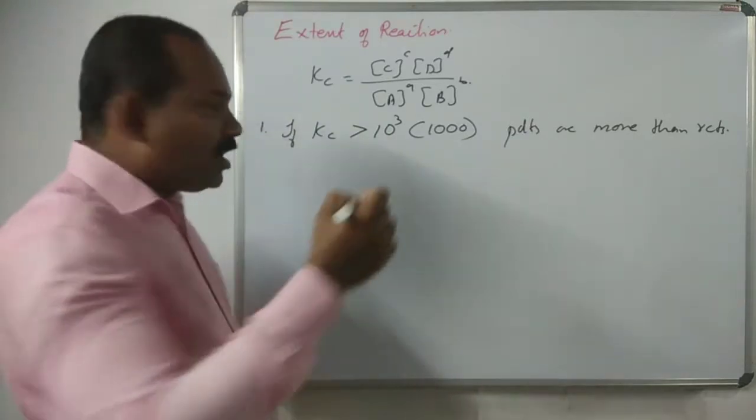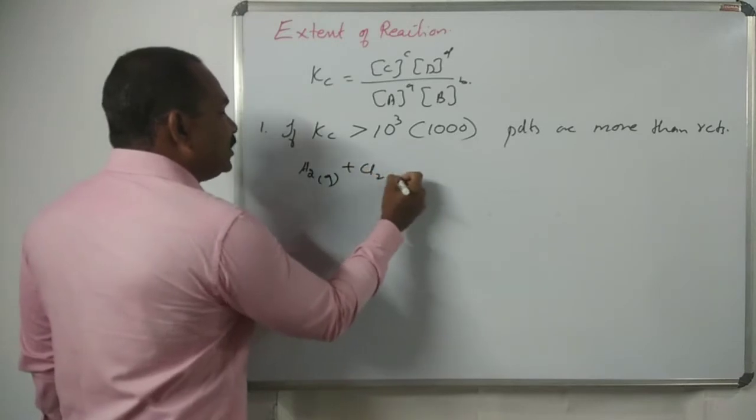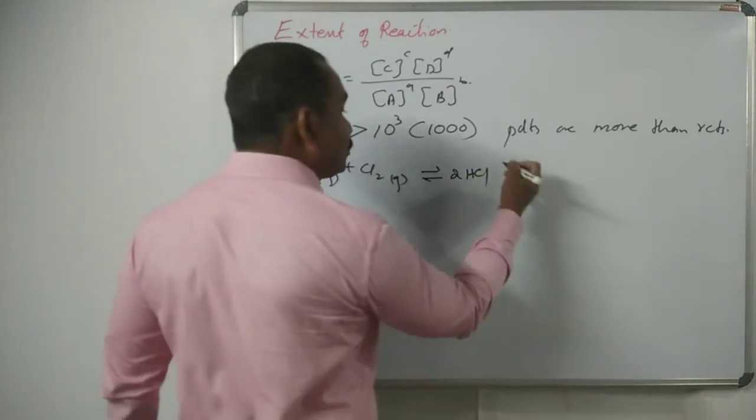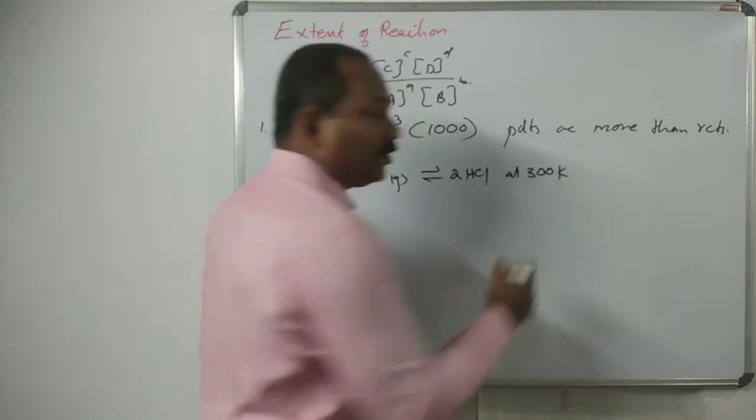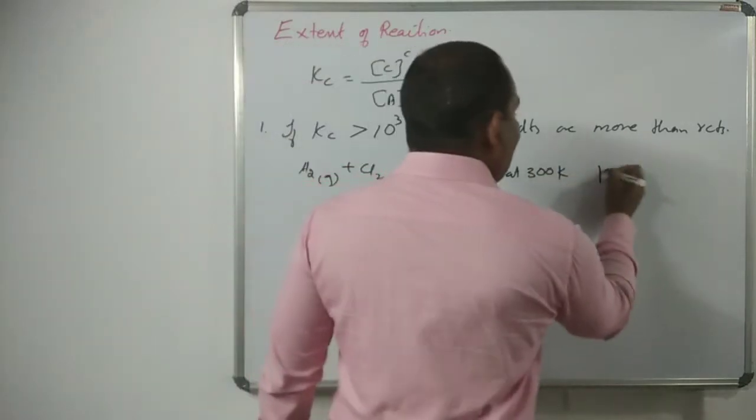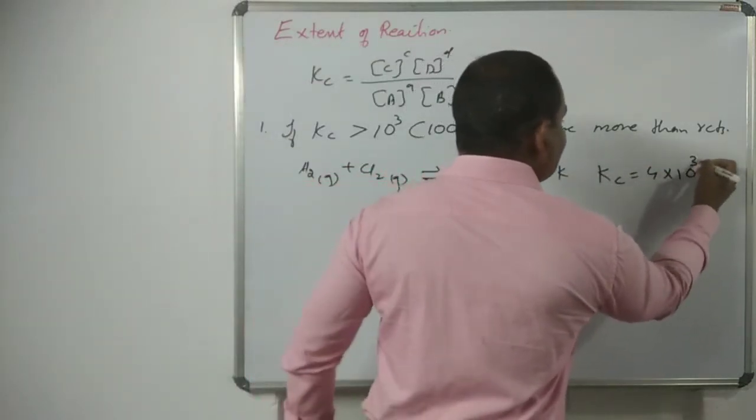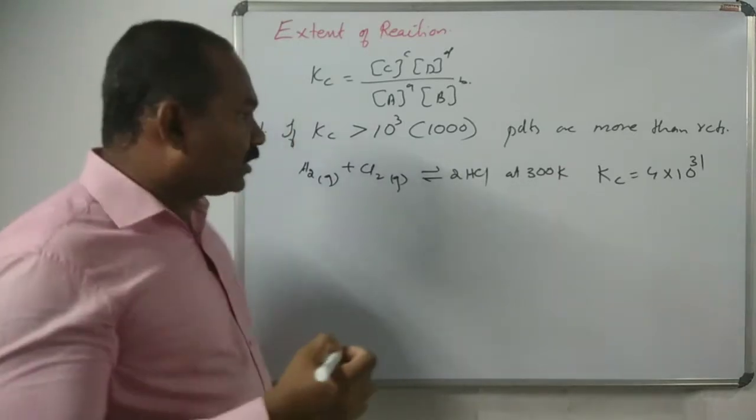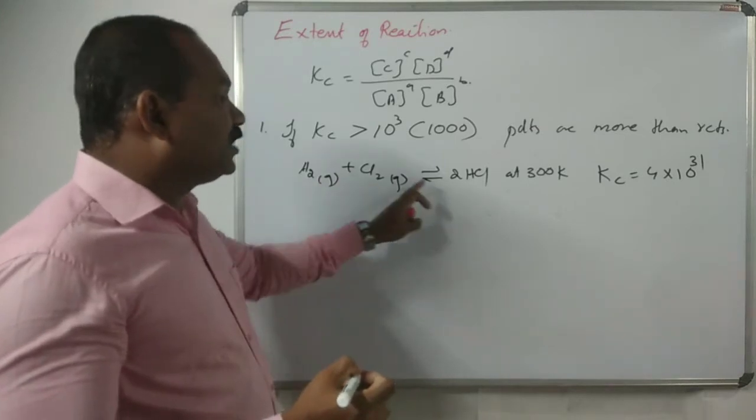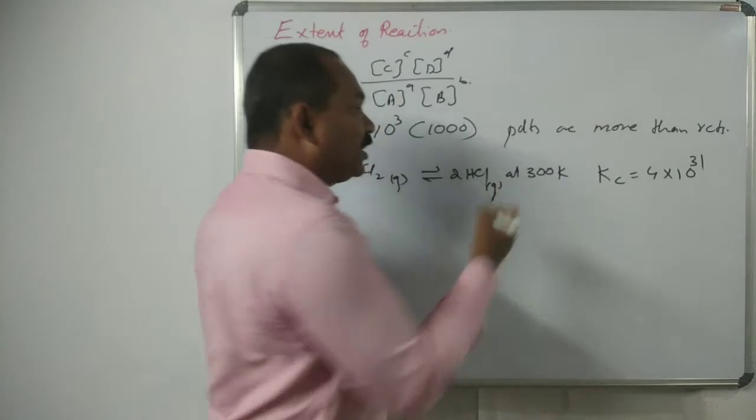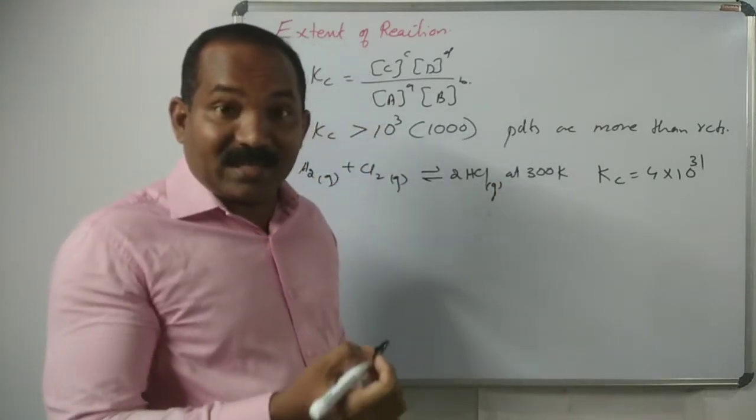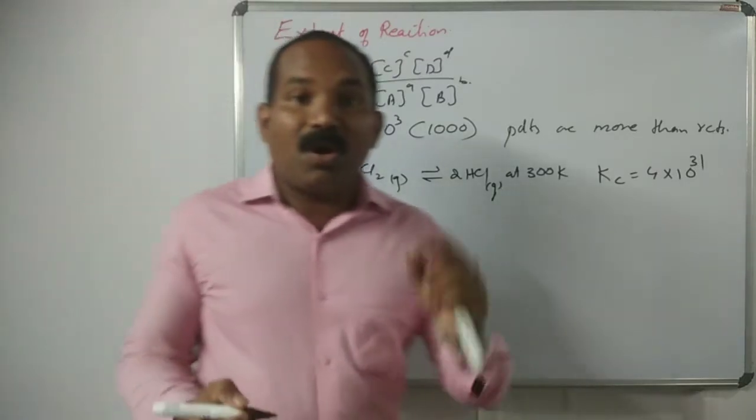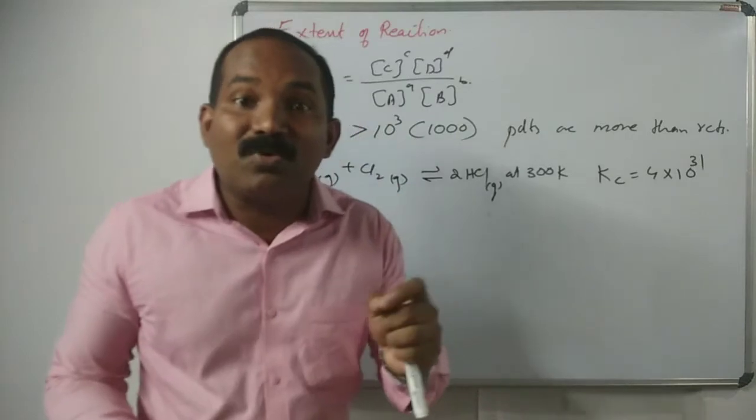For example, H2 gas plus Cl2 gas in equilibrium with 2 HCl gas at 300 Kelvin, or 27 degrees Celsius. Kc is equal to 4 into 10 raised to 31. The value of K is too high, a large value. That means the reaction is almost complete.